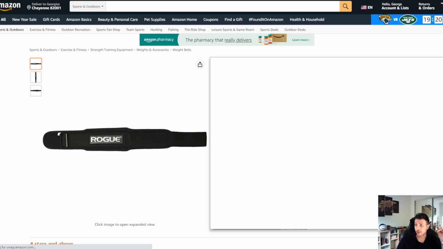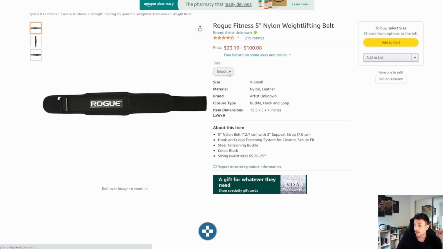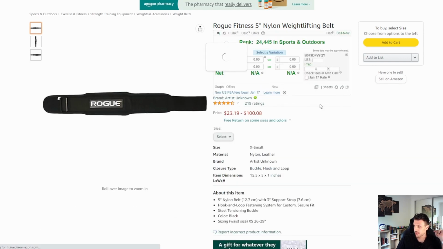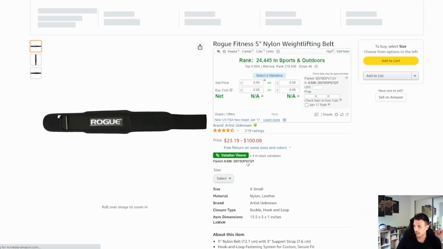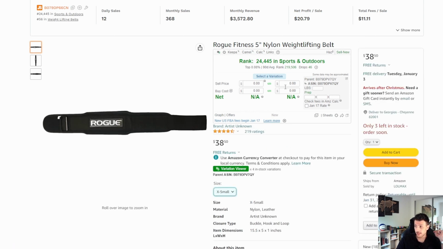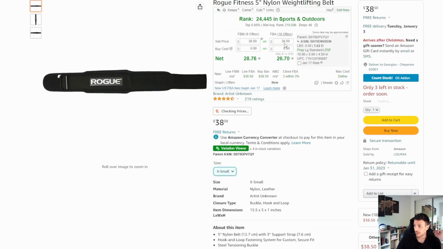And it is part of a variation set. So we're going to have another look at that. I remember we have to actually select the variation set, because otherwise we don't get the price here. So I'm going to come here and select the extra small one, because that's the one we're looking at, and we should be getting a price come through here. Okay, so it's $38.50, and here's that data.